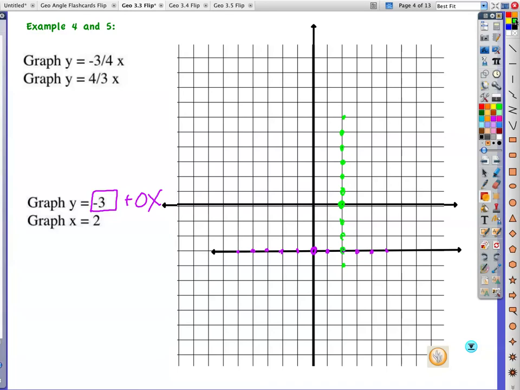I think I can make that even a nice funky green. Nope, I guess not. There's my line through there.